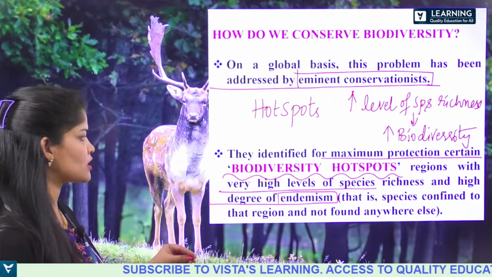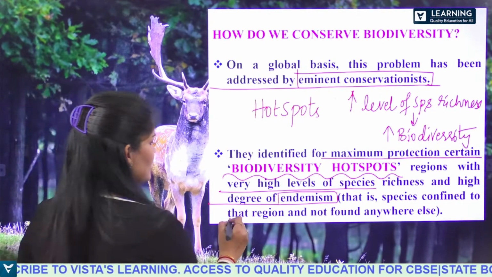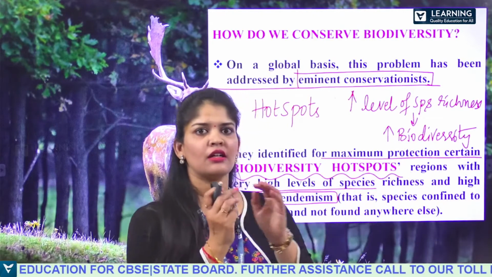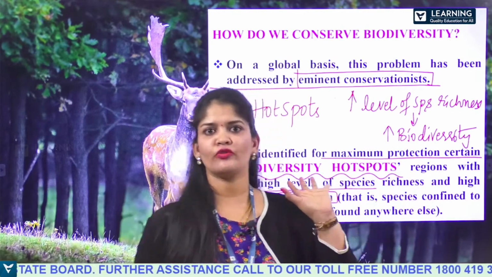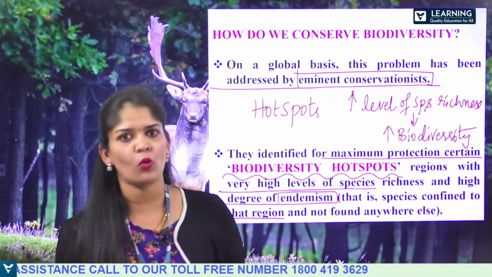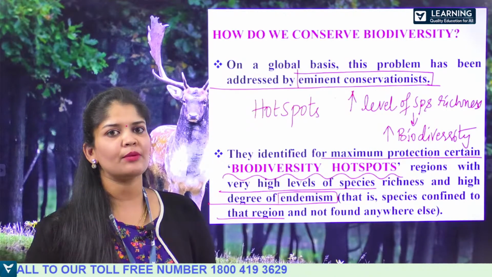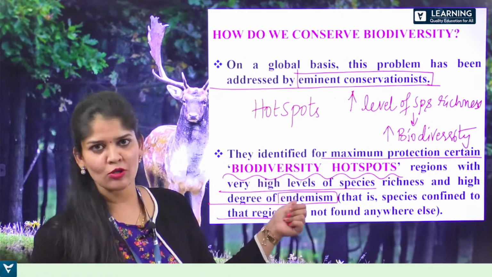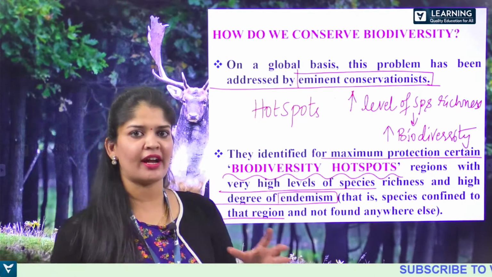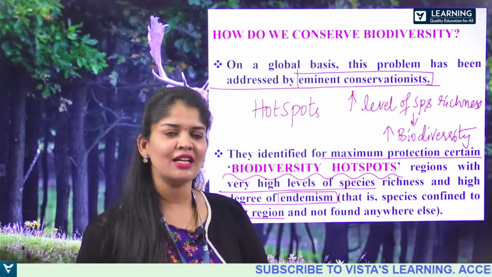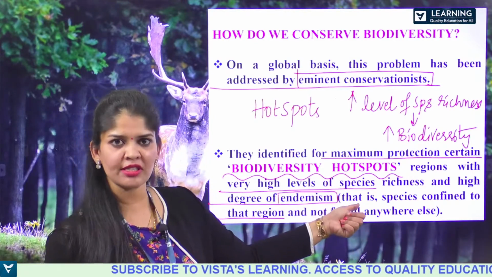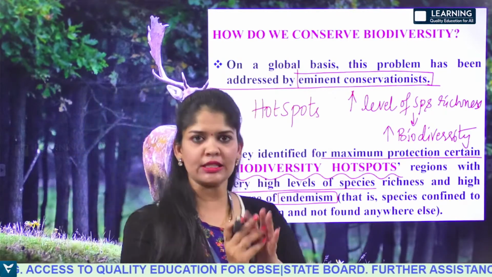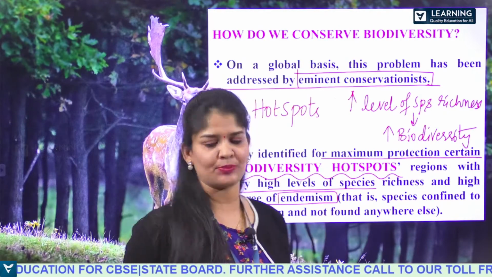Endemic species means those species which are confined to certain regions and cannot be found anywhere else. They are available only in that particular section of habitat. We can't find them anywhere else in the world. That type of species we call an endemic species. So we select these biodiversity hotspots by keeping in mind the criteria: very high species richness and very high endemic species availability. Based on this, we have identified hotspots and we are conserving them.